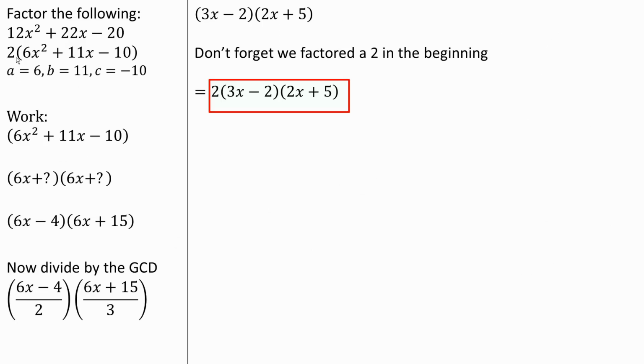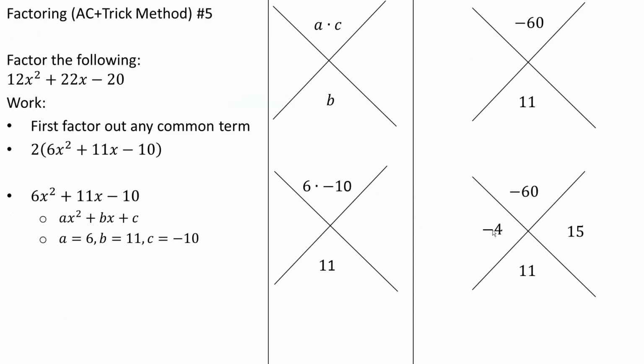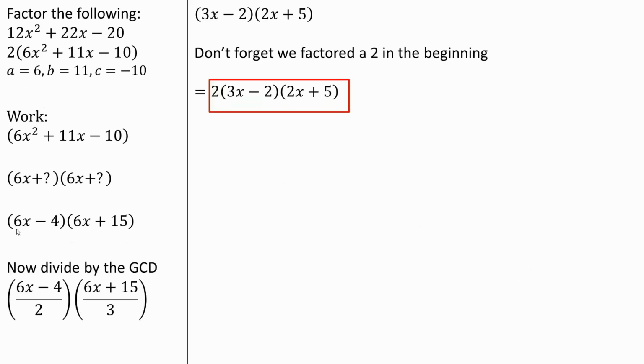So this is what we originally had. We factored a 2 in the beginning, and now we focused on the inside piece. And so the next step is to see. So here we have a 6x squared. So I put a 6x and I put a 6x. By the question mark, I put negative 4 and 15. So I have parentheses 6x minus 4 times parentheses 6x plus 15.